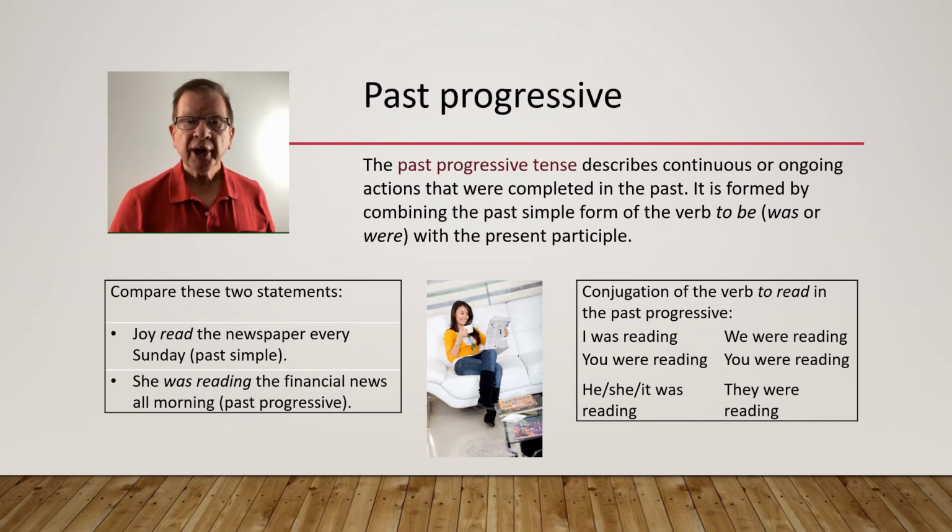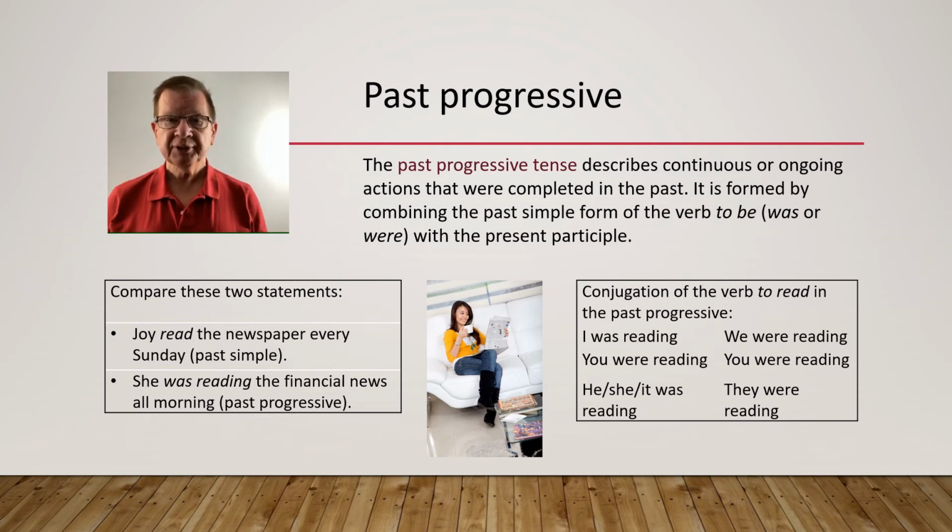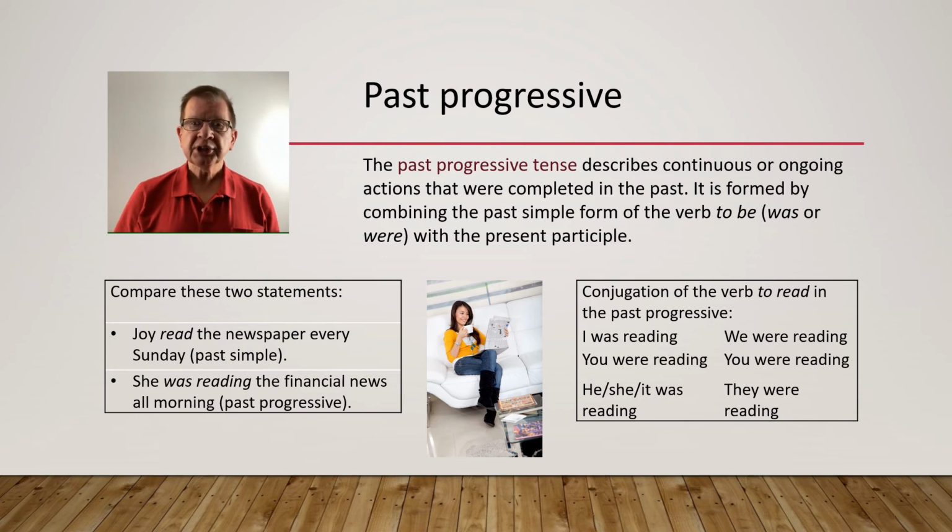First statement: Joy read the newspaper every Sunday. This is the past simple tense. Next statement: she was reading the financial news all morning. This is the past progressive tense. Here is a conjugation of the verb to read in the past progressive: I was reading, you were reading, he, she, it was reading, we were reading, you were reading, they were reading.